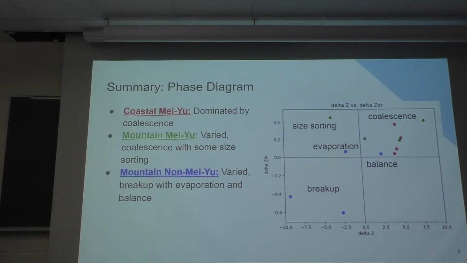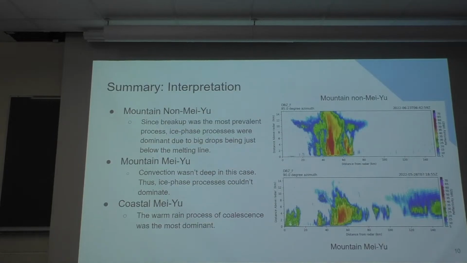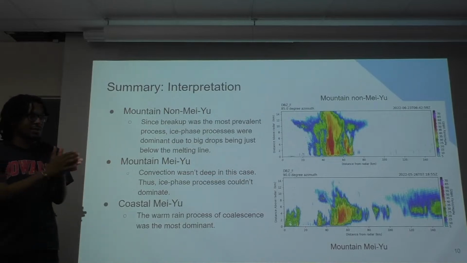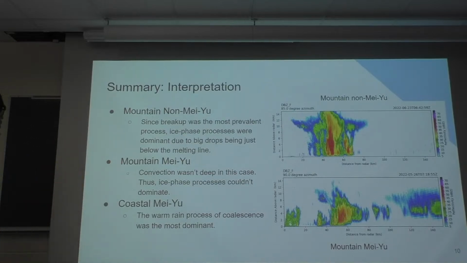And the mountain non-Mayu case was even more variable in that it had 2 points that noted some breakup processes, but otherwise there was that evaporation process and balance, where coalescence and breakup are happening at similar rates. And these are RHIs, which is basically a snapshot vertically of a line going through our PPIs.